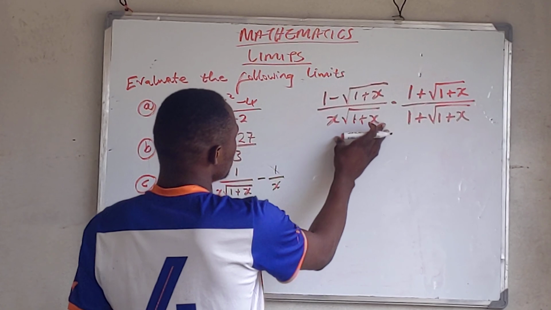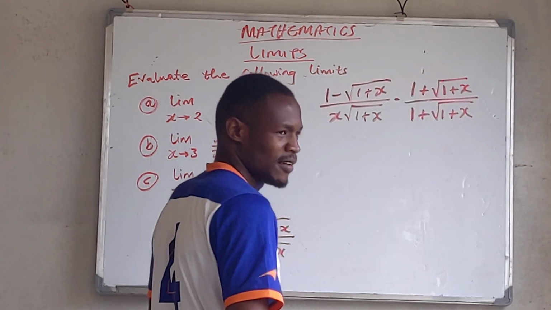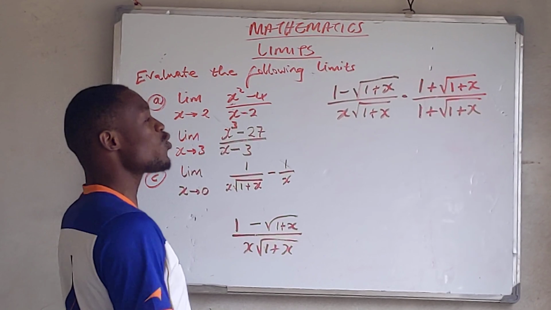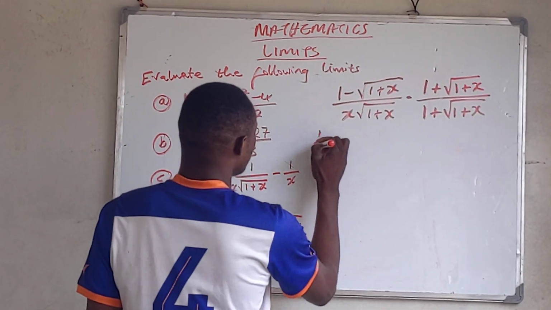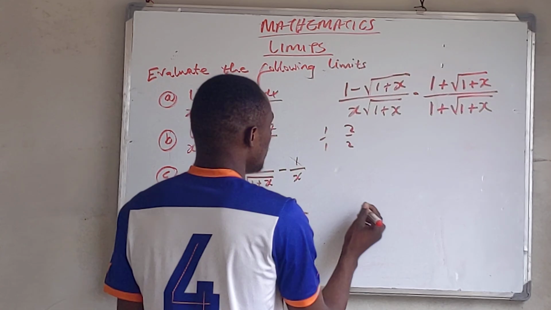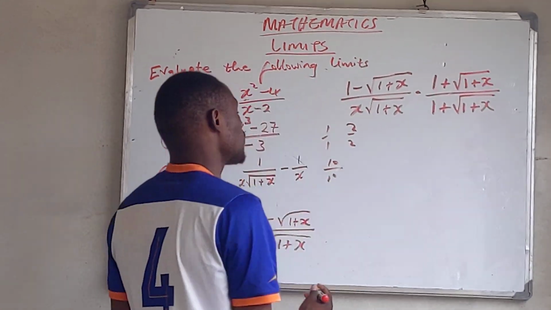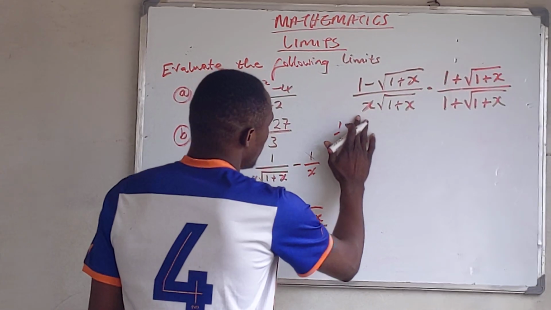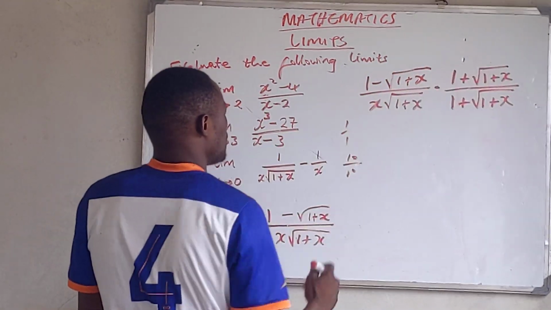So we are multiplying this value by a special 1, because any value divided by itself is 1. For example, we have 1 divided by 1, which is 1. 2 divided by 2, which is 1. 10 divided by 10, which is 1. So here we have a special 1. Now, from there, let us expand.